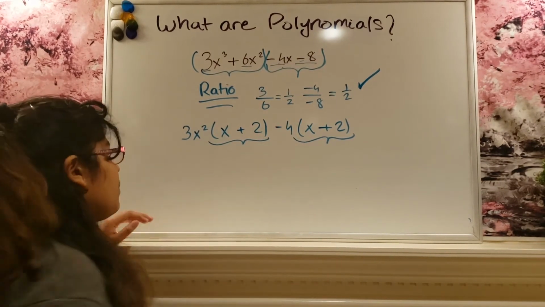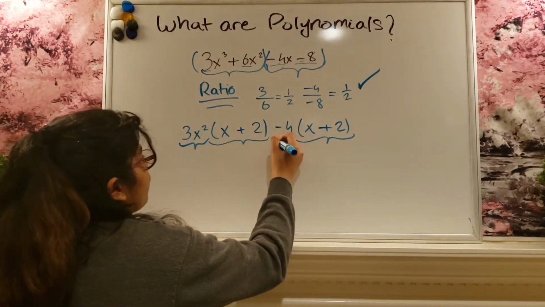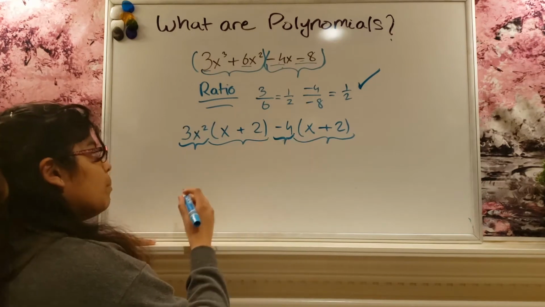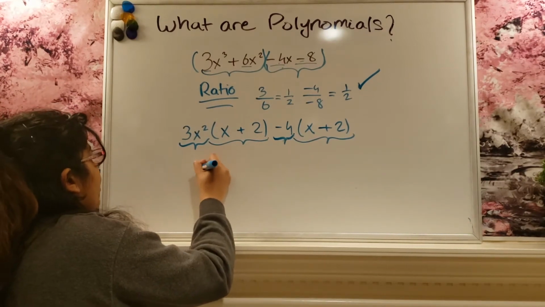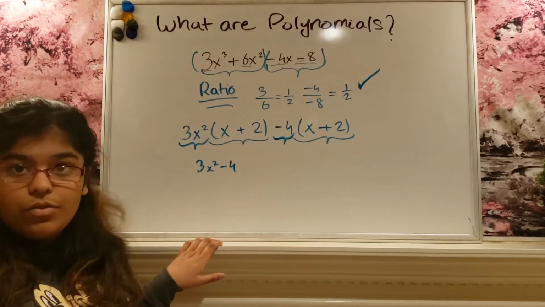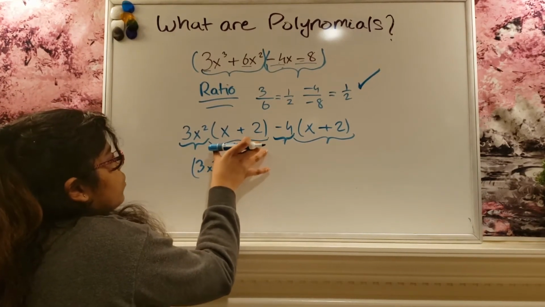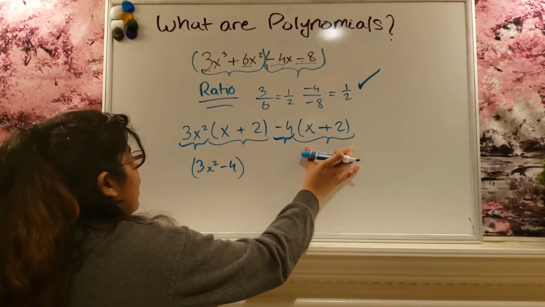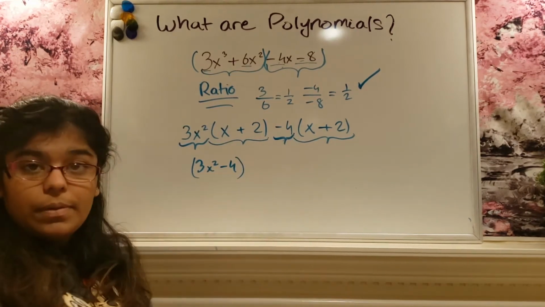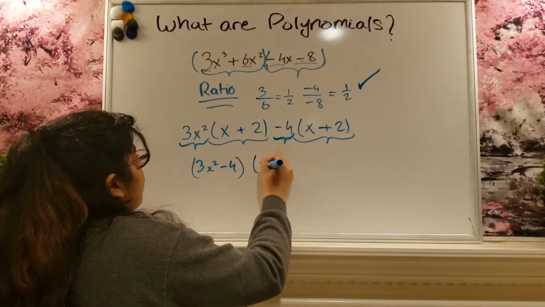Now, the next step is very simple. We take our distributed factors and we combine them. So here we have 3x squared plus -4, which is also -4. And this will be one binomial. And we take our x plus 2 and x plus 2, and we're going to combine them to 1 since they are the same binomial. So here we have x plus 2.